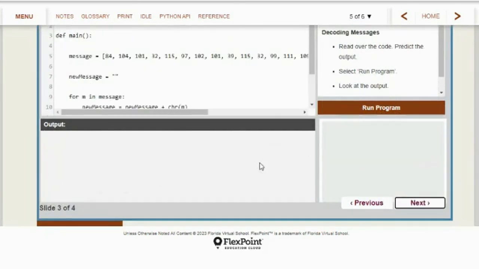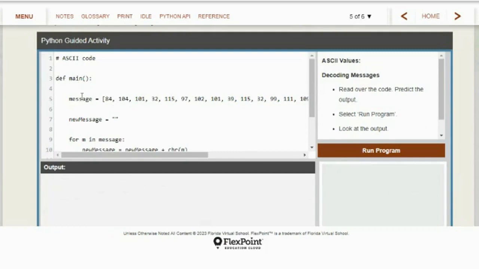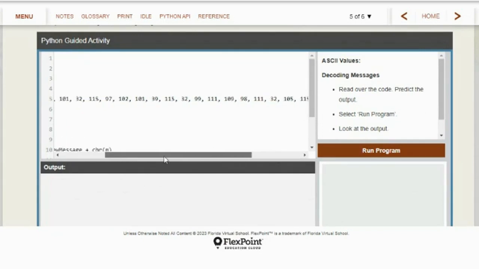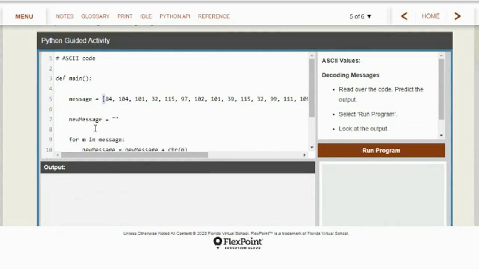Let's go to the next one. ASCII code, define main, message. And it's got this whole list, right? It's creating a list because it's using the bracket. So message creates this whole list of ASCII values. And then new message starts out empty. There's nothing. New message equals nothing.